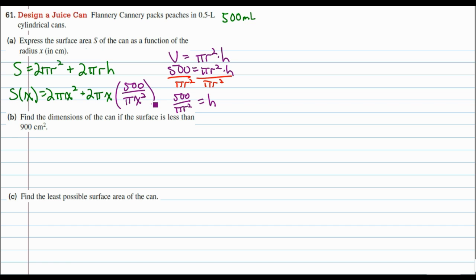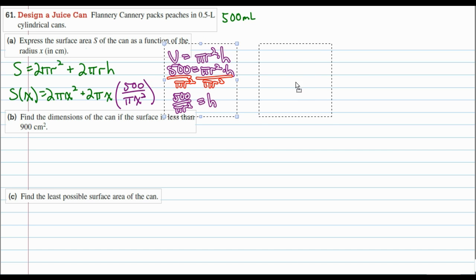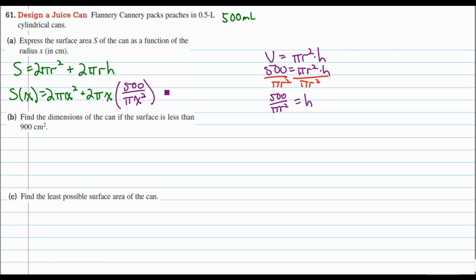And I can simplify that if I wanted to. That would be 1,000 over x. I'm going to do that. I'm going to push this off to the side because I can. And I'm going to say this is 2 pi x squared plus 1,000 over x.